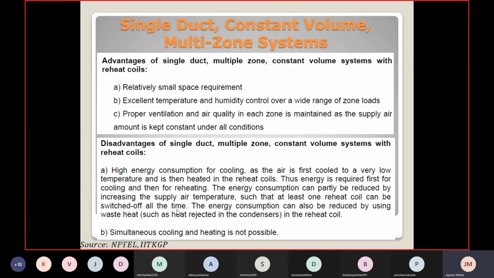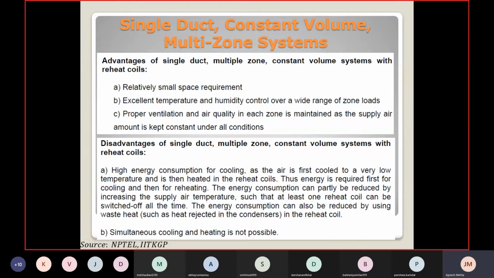So you don't keep it at a very low temperature. You keep it at a temperature where you can satisfy the zone with the highest load. So there should not be any need of reheating. But then others which have low load may have a heating requirement with the help of the reheat coil. The energy consumption can also be reduced by using waste heat, such as heat rejected by the condensers of the air conditioning system in the reheat coil.